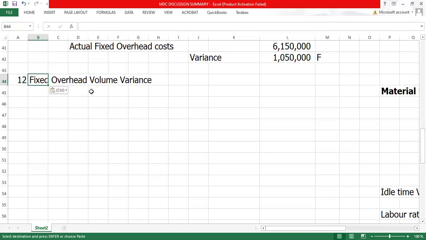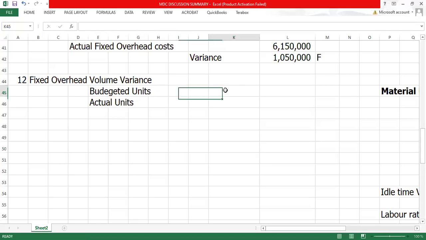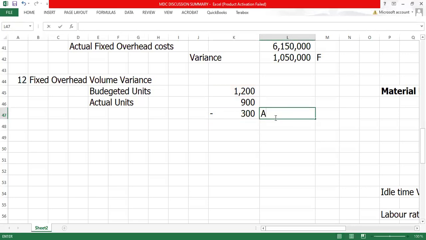Basically look at the budgeted units and compare them with the actual units. You had budgeted how many units? 1,200, but the actual units were 900 dresses. So simply get the difference. Adverse or favorable? This is adverse, isn't it, guys? The variance is adverse.